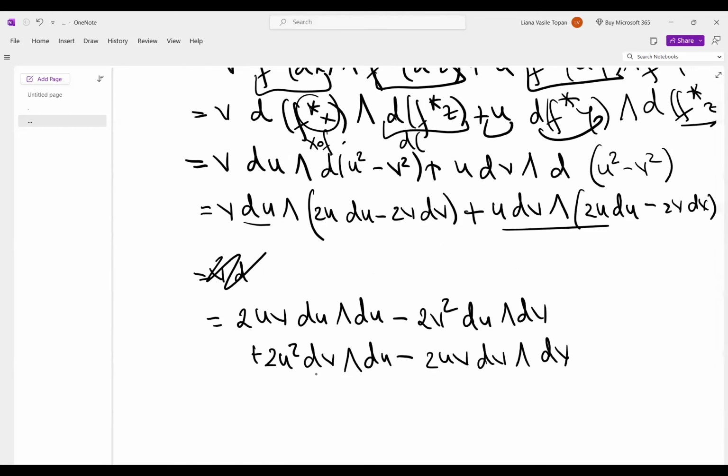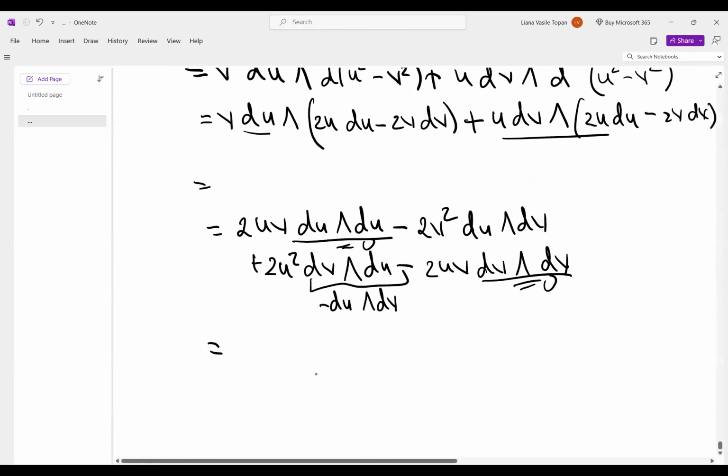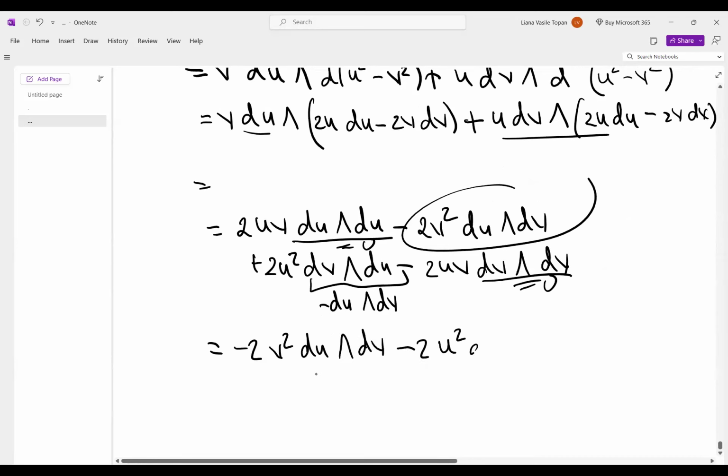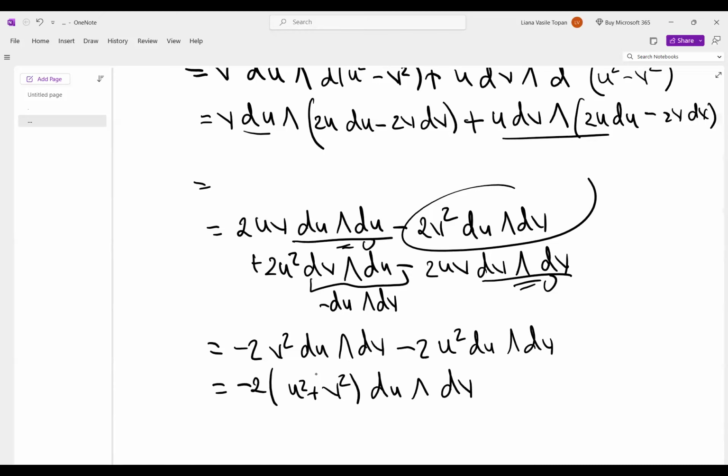Now remember that du wedge du, vectors that coincide, is 0. And dv wedge du is minus du wedge dv. So we get minus 2v squared du wedge dv minus 2u squared du wedge dv, or you can write it as negative 2 times u squared plus v squared, du wedge dv. So this is how we evaluate the pullback.